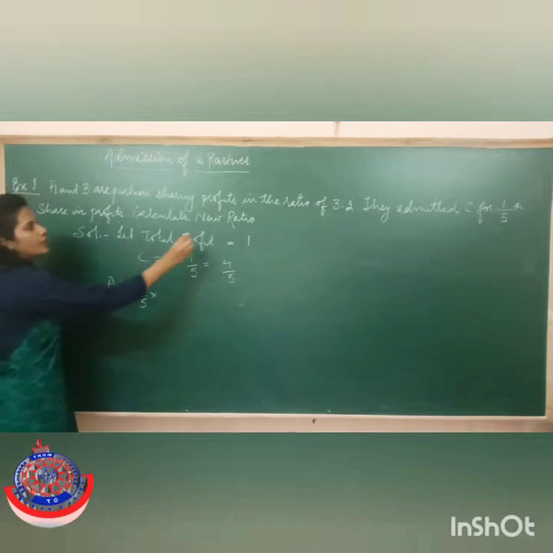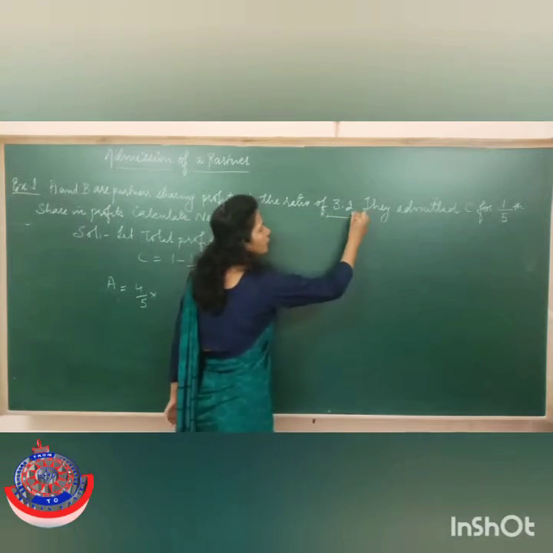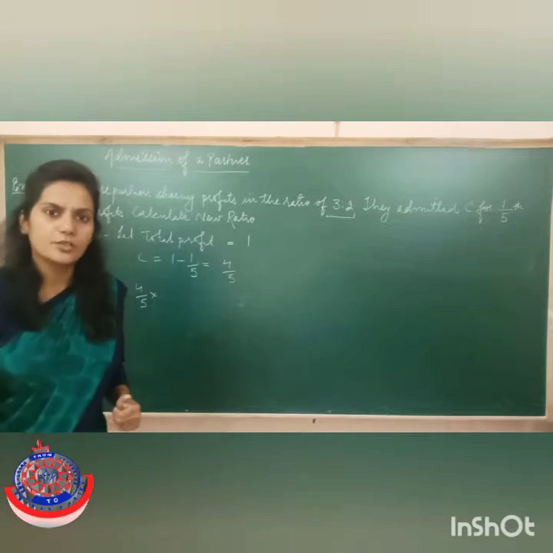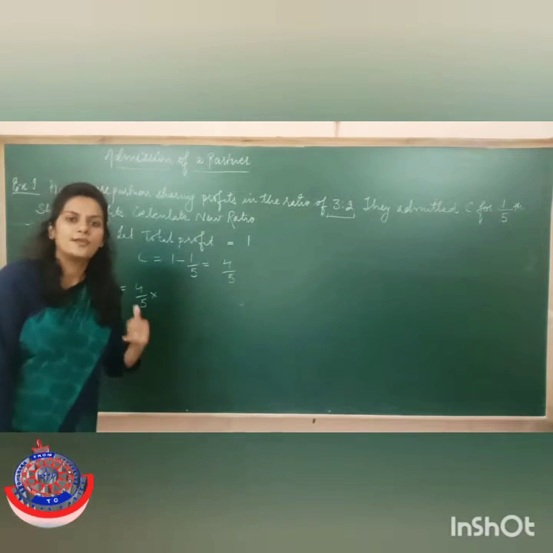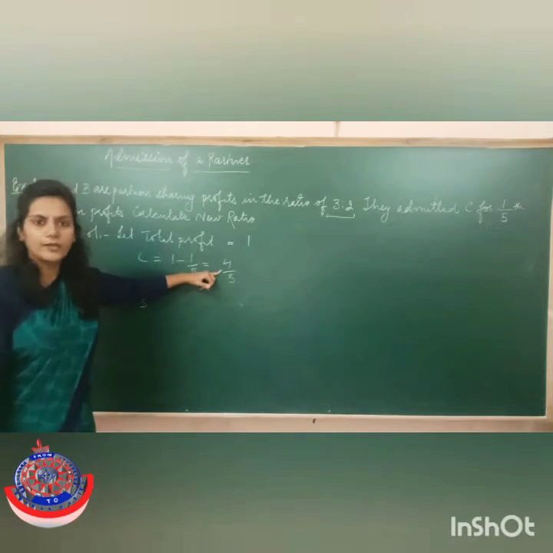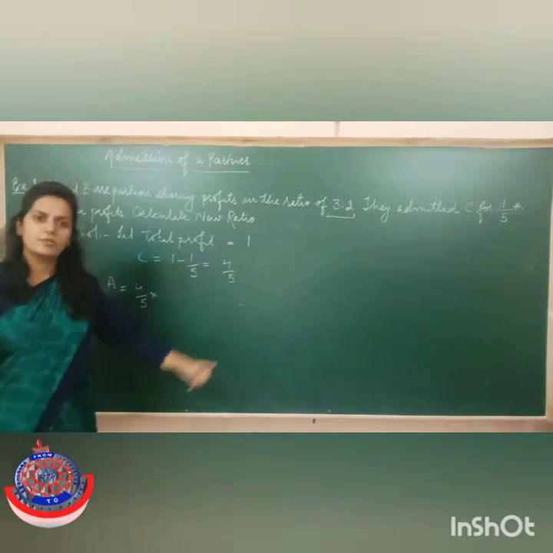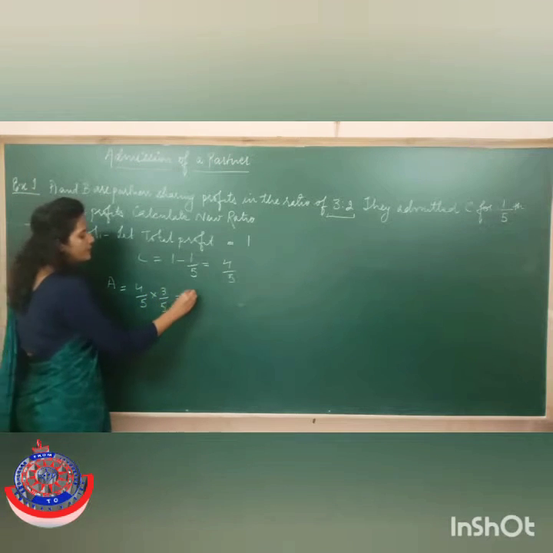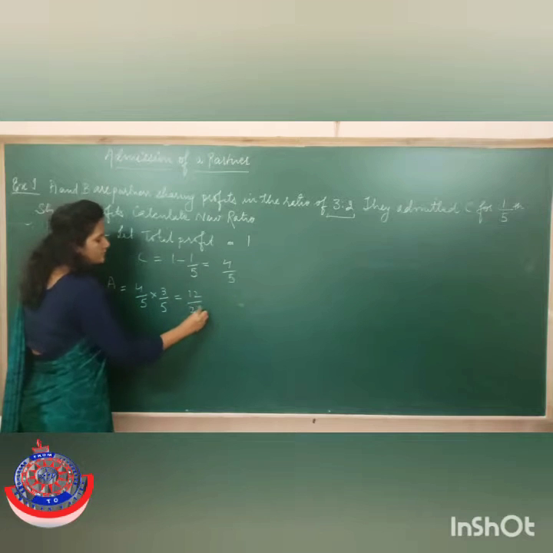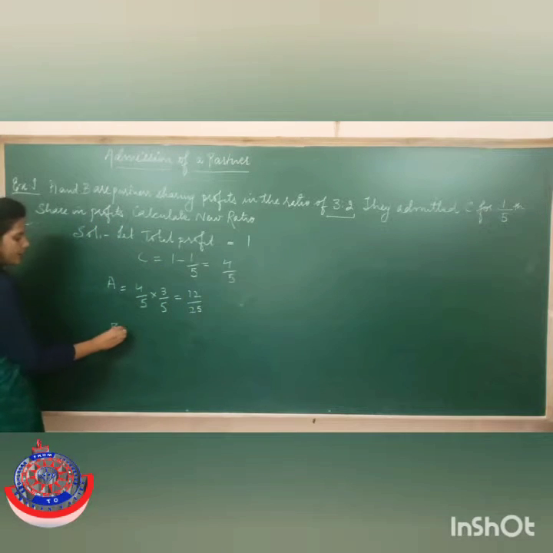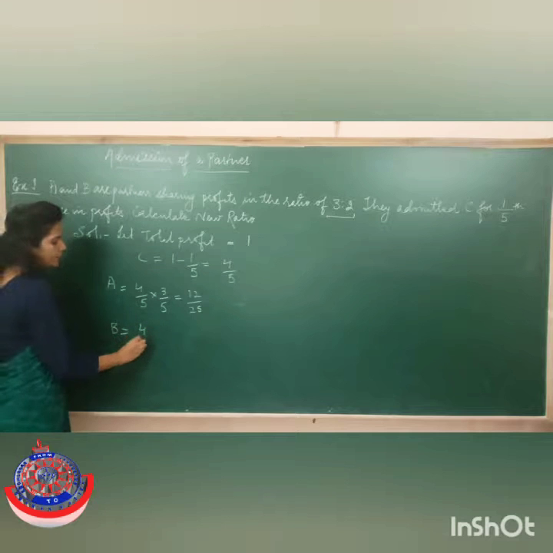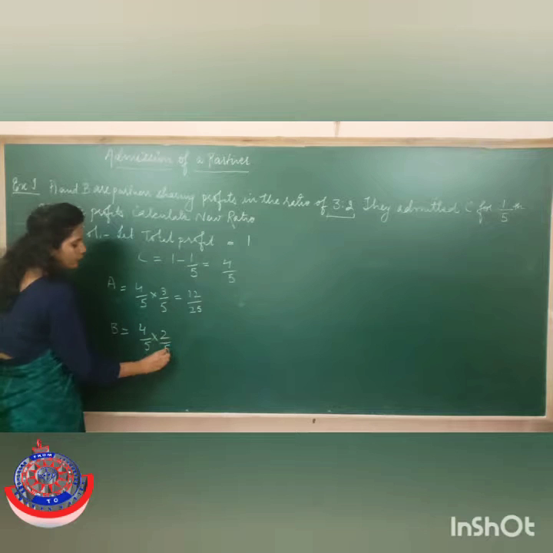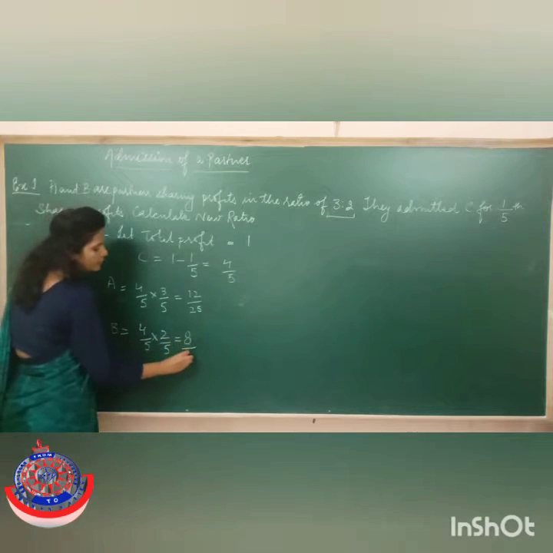So A's new share will be 4/5 into, earlier A and B were sharing the whole profit in the ratio of 3:2. Now as nothing is specifically mentioned in the question, we are going to assume that now leftover profit, that is 4/5, will be shared by A and B in this ratio itself. So 4/5 into 3/5, it will be 12/25. Similarly, if I calculate for B, it will be leftover profit, that is 4/5, and the ratio, that is 2/5. So it will be 8/25.